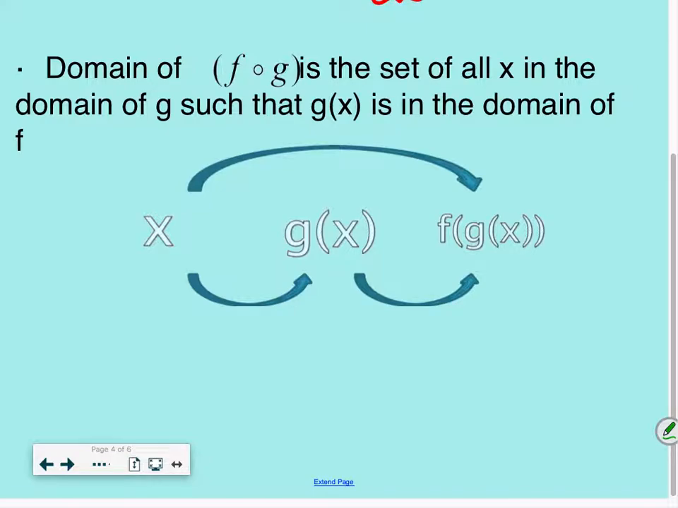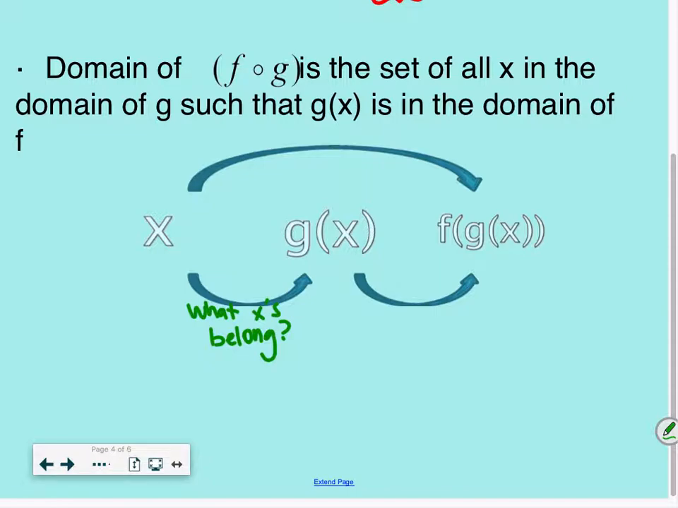So when we talk about a composition function, whatever is on the inside, we have to think about first. No matter if we're plugging in a number, doing the composition, or finding the domain, we always have to think about that inside function. So we first need to consider what x's belong. If g of x is our inside function, what x's belong there?